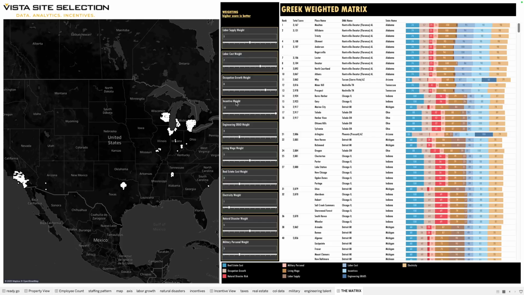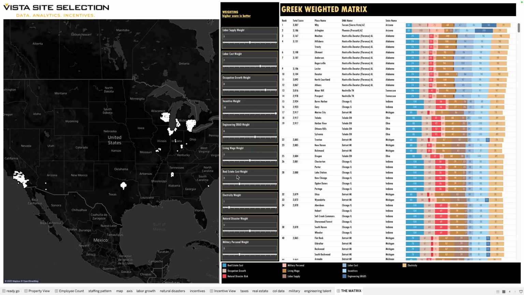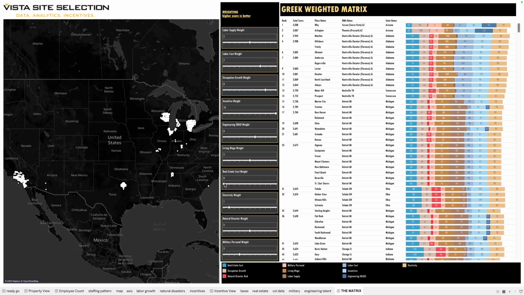Incentive weighting: this is a mega project. We do want to maximize the incentives. Where can we save some money, not pay for things, not be taxed so much? Where can we get some property tax abatements? I want incentives. I want people to want me because I know how much I'm going to offer that community. Engineering graduates, I'm going to up that to about a 6. Living wage is nice. Real estate costs, we're going to build it from scratch probably, so maybe real estate cost doesn't account for that much. When you hire this many people, your labor costs are going to far outweigh your real estate costs, so I'm not going to consider that.